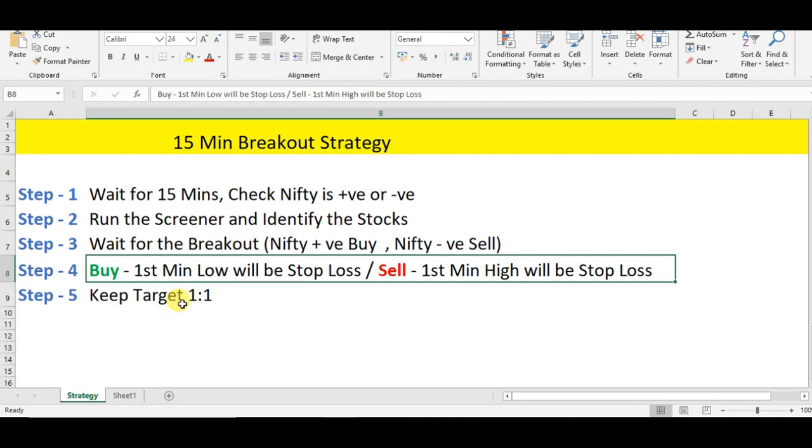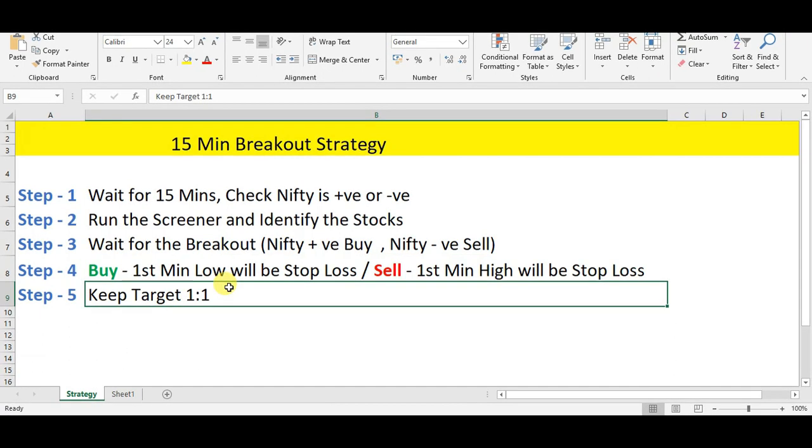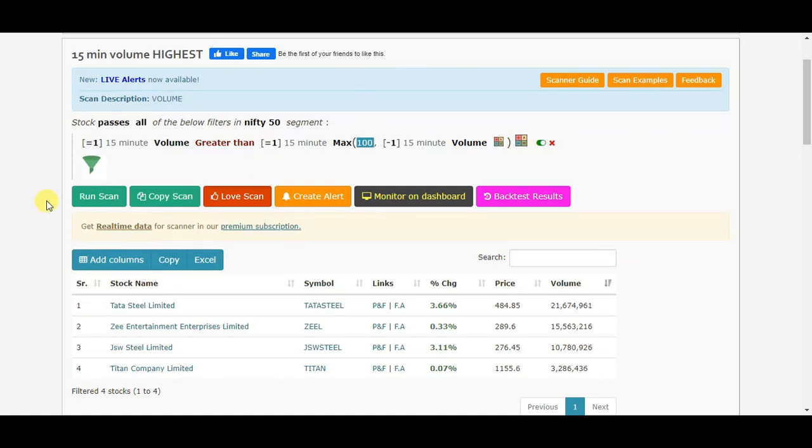And keep the risk to reward ratio as 1:1. And if I show you the condition of the screener one more time, this screener says the volume of the first 15-minute candle should be greater than the volume of the previous 100 candles.